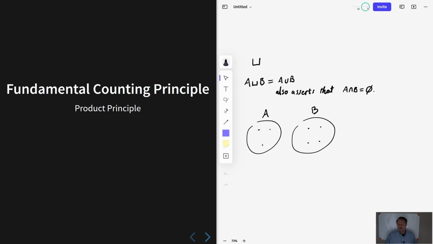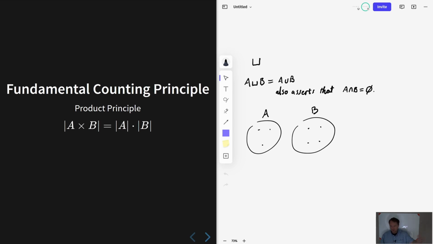So either name is fine. I like the fundamental counting principle to almost see it as the fundamental theorem of this subject, but or at least a fundamental tool, I suppose. Anyway, either name is fine.